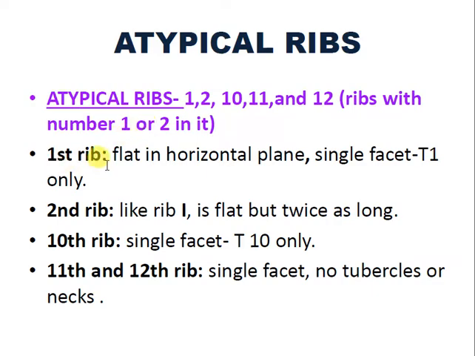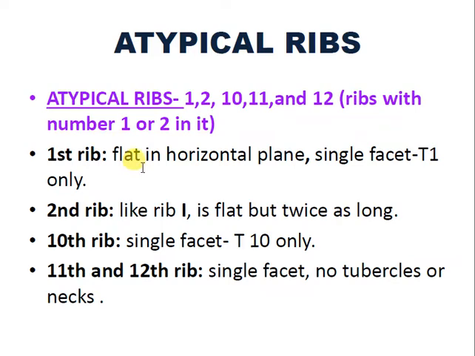Now the first rib is atypical because all of the typical ribs have similar features, but atypical ribs have different features which are unique from other ribs.